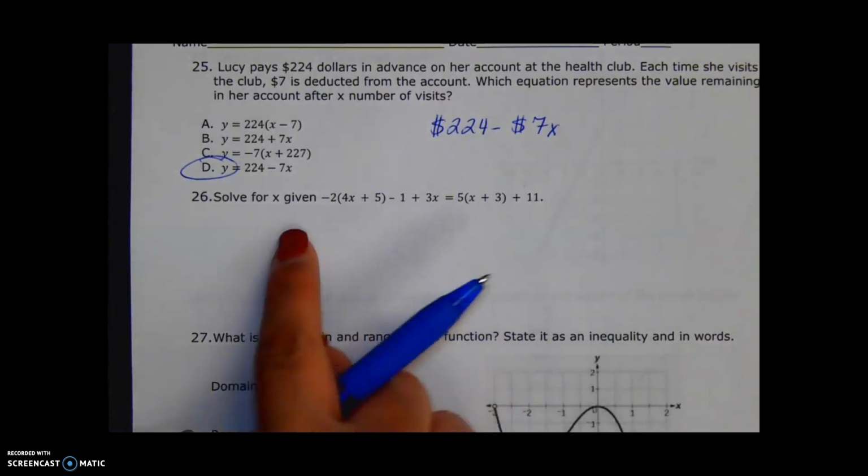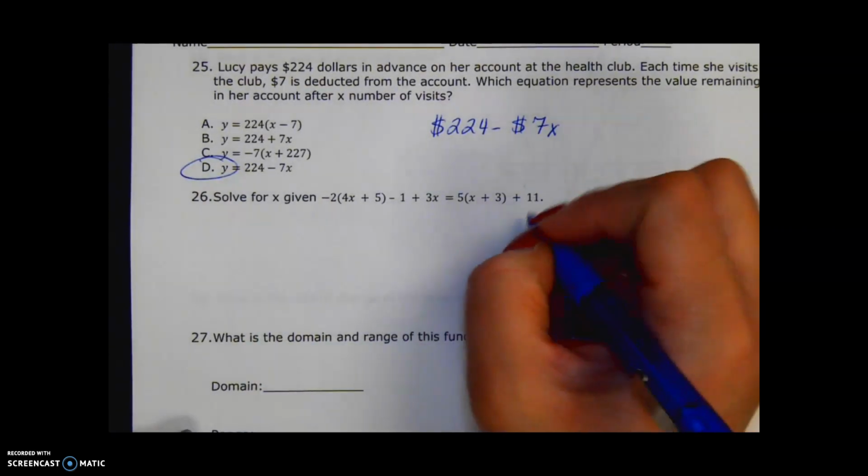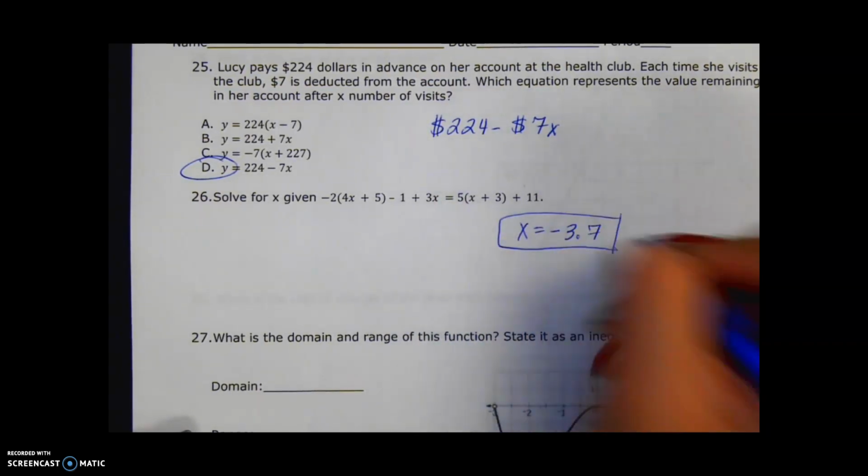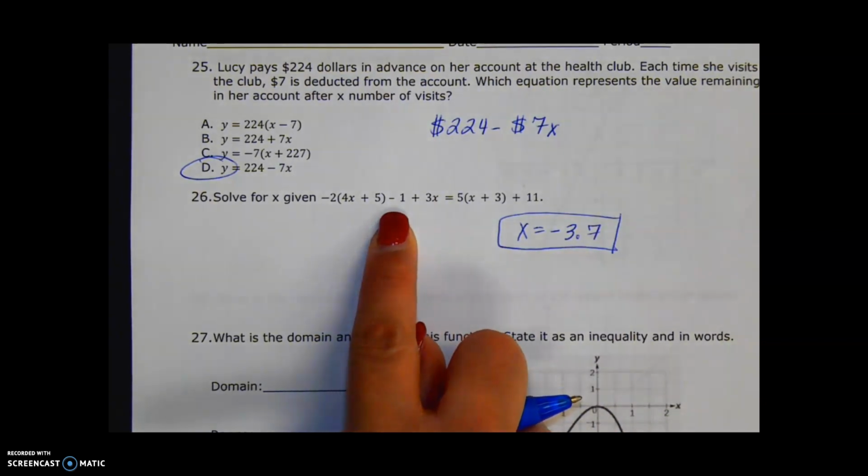All right, number 26, all you have to do is solve for it. I'm just going to tell you that the x value is negative 3.7. I'm not going to waste too much time on that because I did one just like it on the previous page.